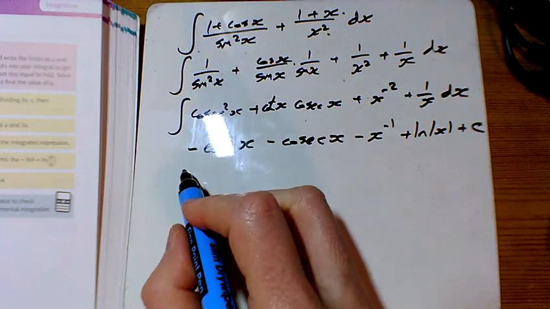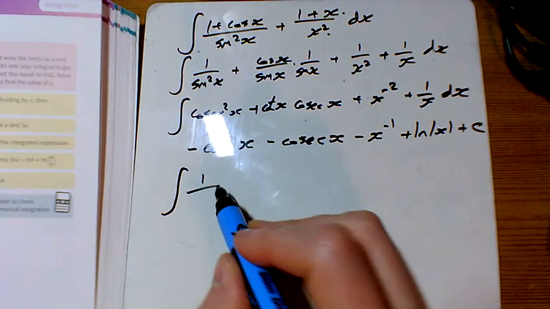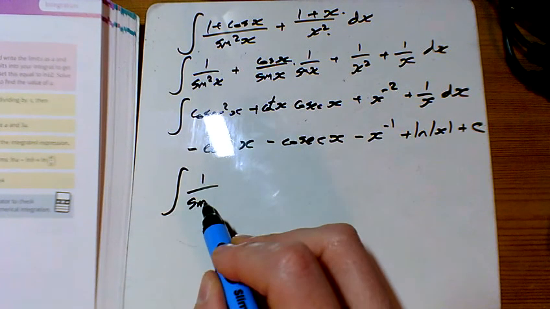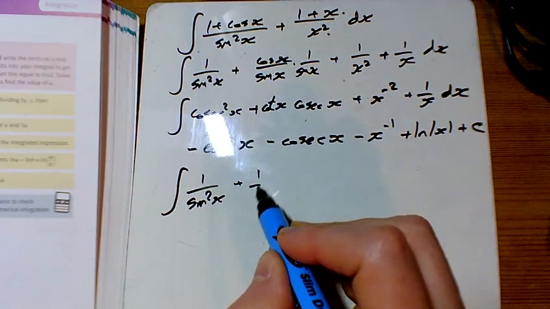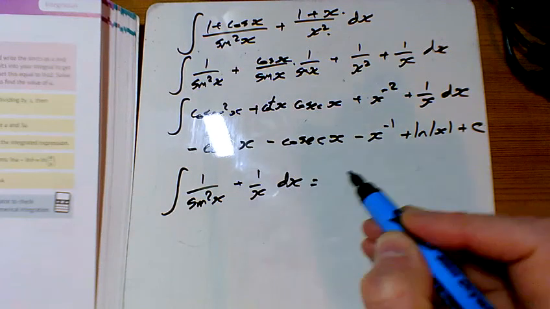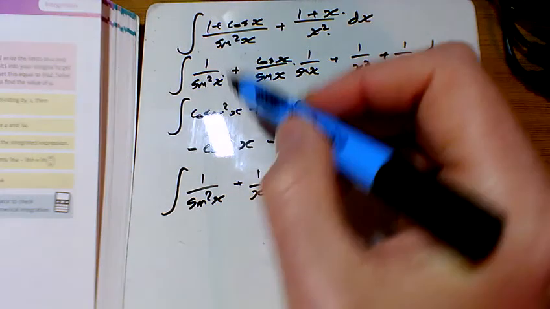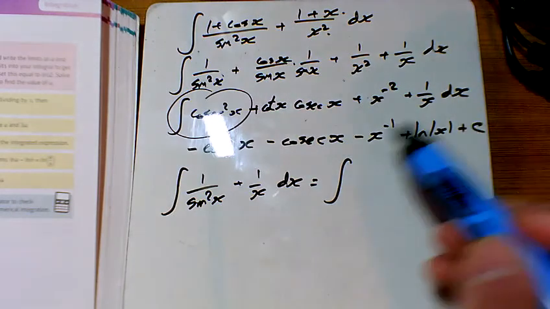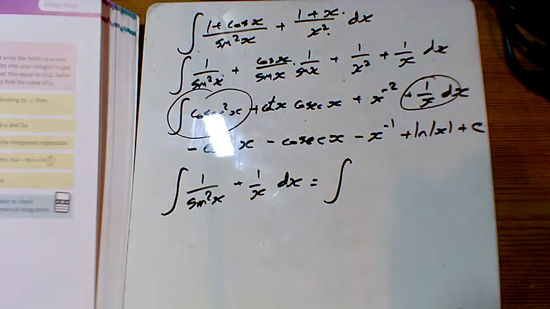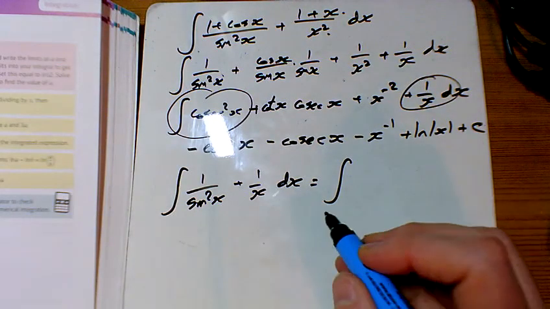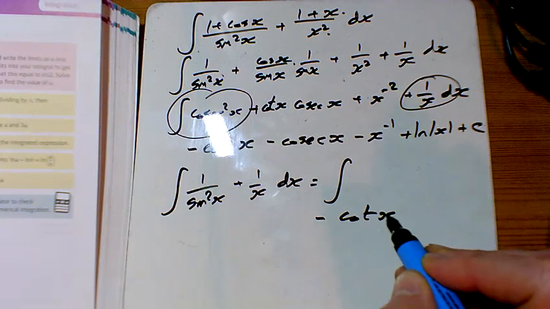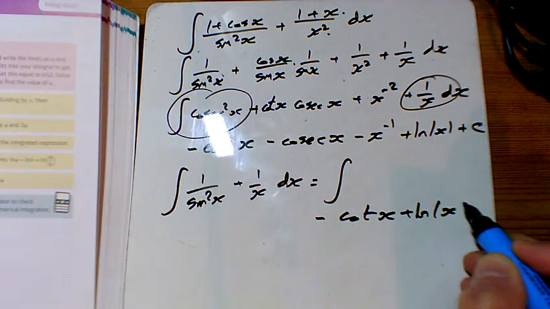Let's see what we have to do for D as well. It's a bit quicker this time. So we've got 1 over sine squared x there, plus 1 over x. So 1 over sine squared, well, it's what we just did up there, isn't it? That's easier than the last one because it's just that bit, add that bit. So we're getting there: minus cot x plus the ln of x.